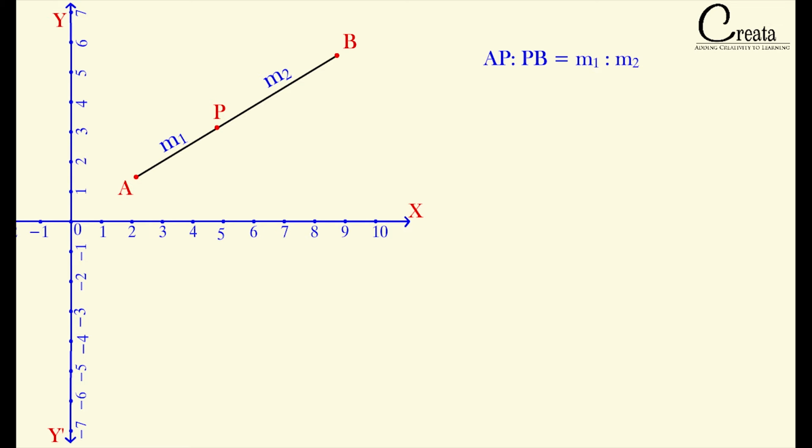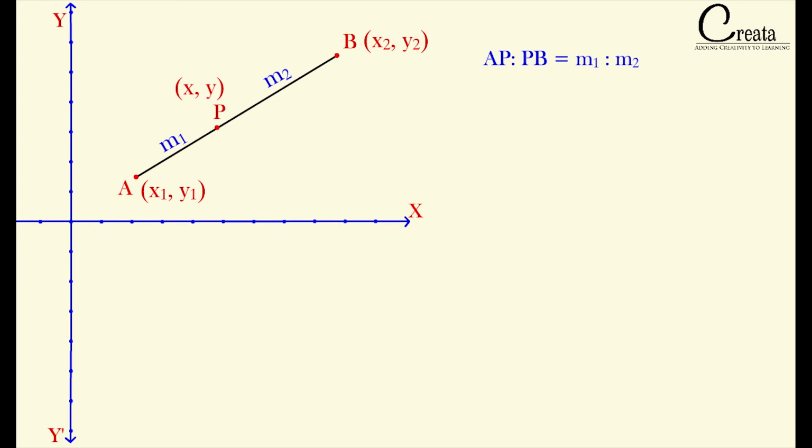Let's assume the coordinate of point A as x1, y1 and the coordinate of point B as x2, y2. We got the coordinate of A and B. And let's assume the coordinate of point P as x, y. In the section formula, we have to find the coordinate x, y, that is, we have to find the coordinates of the point P. Moving further, the coordinate of point A is x1, y1, means the x coordinate of point A is x1 and y coordinate is y1. Similarly, the x coordinate of point B is x2 and the y coordinate of point B is y2.